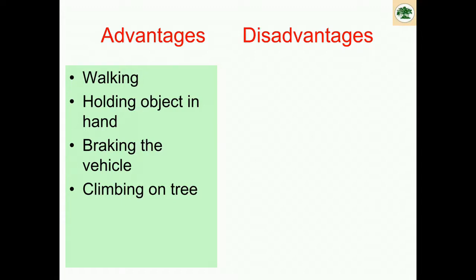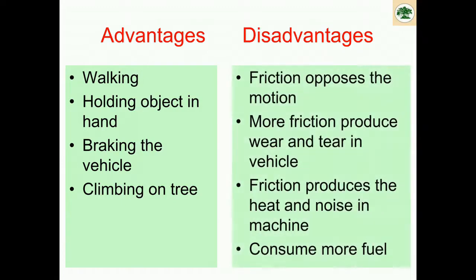Now there are disadvantages of friction also. Friction opposes the motion. It resists the motion of the body. More friction produces wear and tear in the parts of vehicles. Friction produces heat and noise in the machine. Friction consumes more fuel. These are the disadvantages of friction. So there are both advantages and disadvantages of friction.